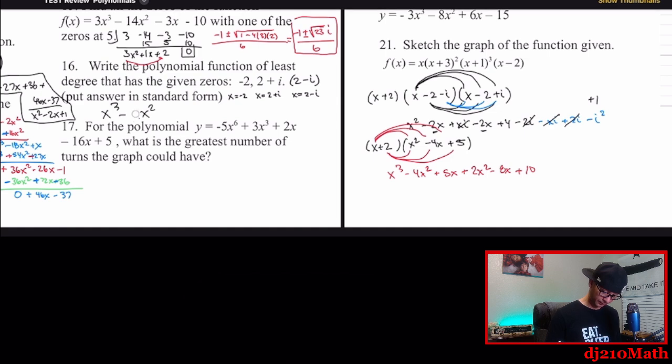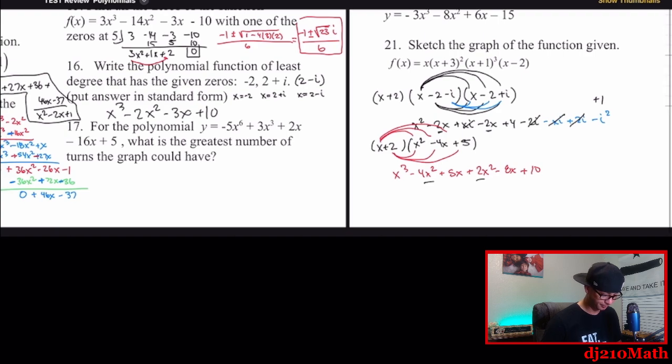So it's going to be, well, -4 plus 2 is -2, -2x squared is what that is. And then x's. So 5 minus 8 is negative 3x plus 10. So there's my polynomial function of least degree with the given zeros.